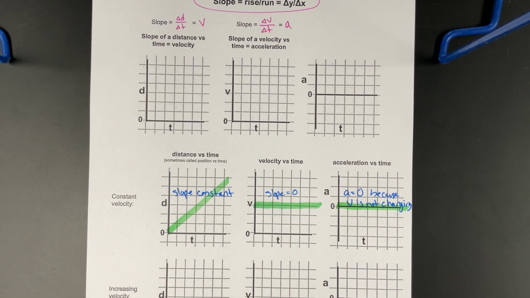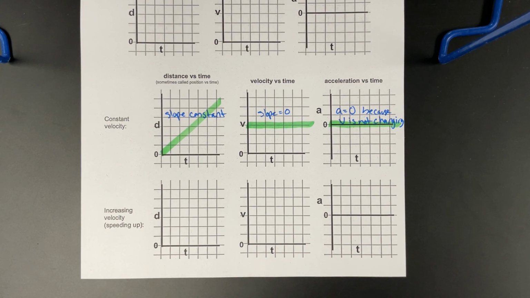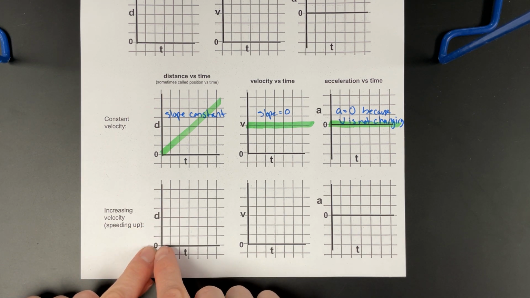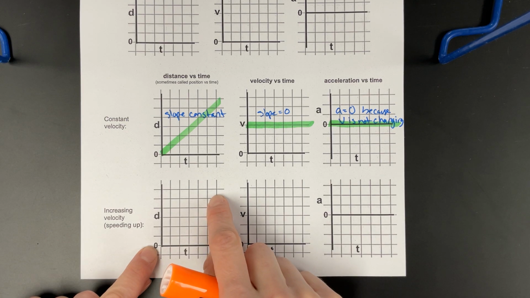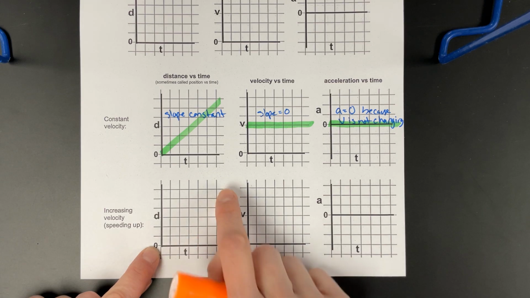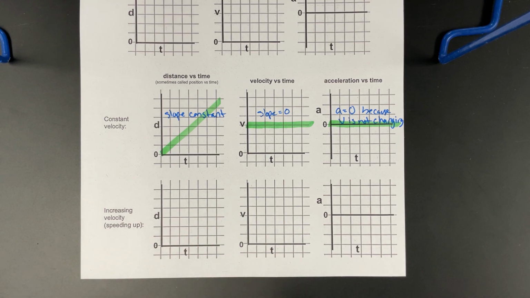Okay, next one. What if something is speeding up? If something's speeding up, it's getting faster. Well, on a distance graph, if it's speeding up, if it's getting faster, then the slope has to be getting greater. The line has to be getting steeper. So what does that look like? Can you show me with your arm? It's going to start slower, and then it's going to get steeper, steeper, steeper.